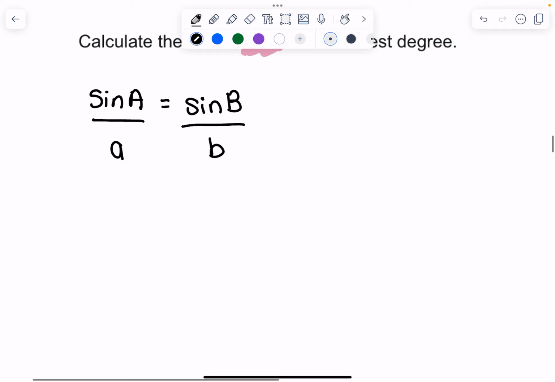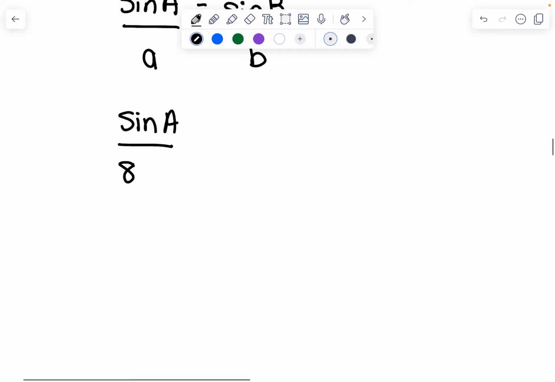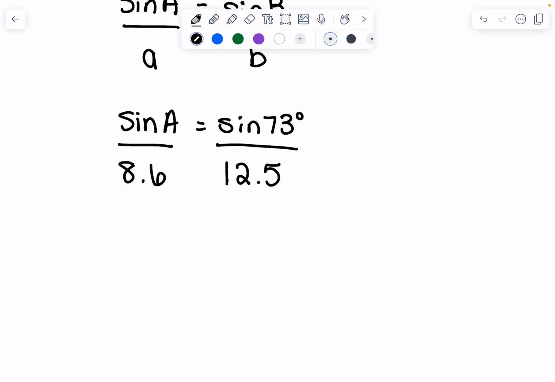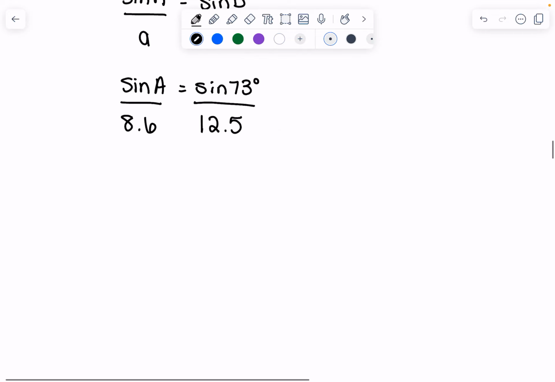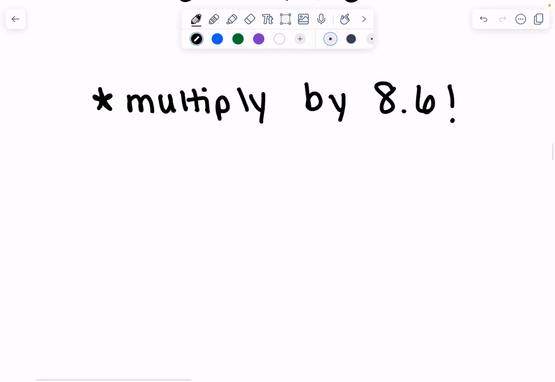Second step, plug everything in. So your side length of A, which is directly across from angle A, is 8.6. And your sine of B, keep all the signs as they are, is over 12.5. Very similar. So you're going to take whatever's on your denominator. You want to isolate for A, so we want to get rid of the 8.6. To do that, exact same process as before. You're going to multiply by your 8.6. When you do that, you're just left with sine of A on the left-hand side.